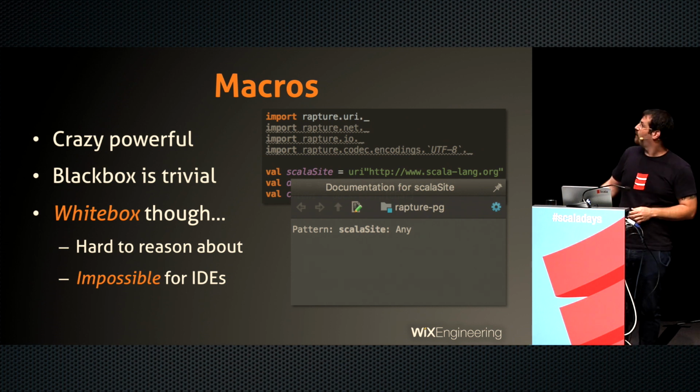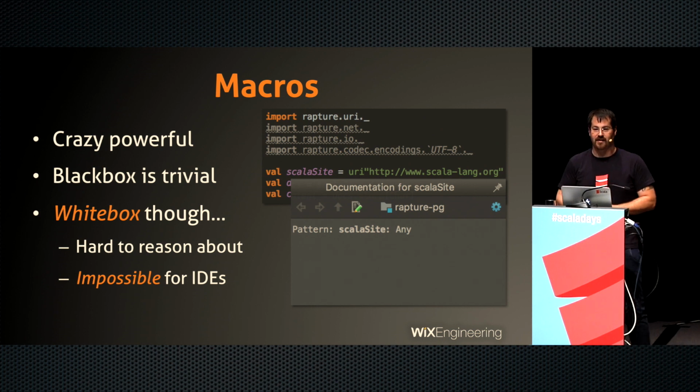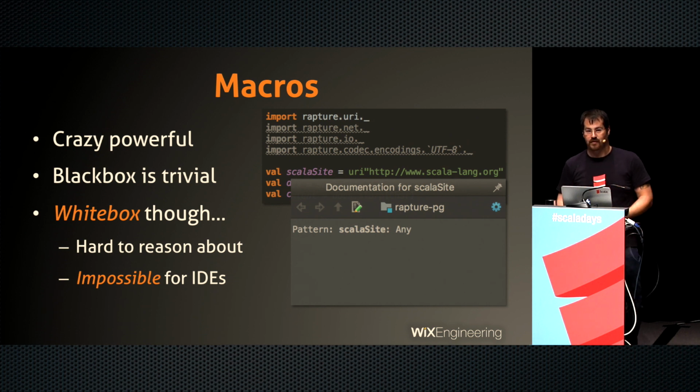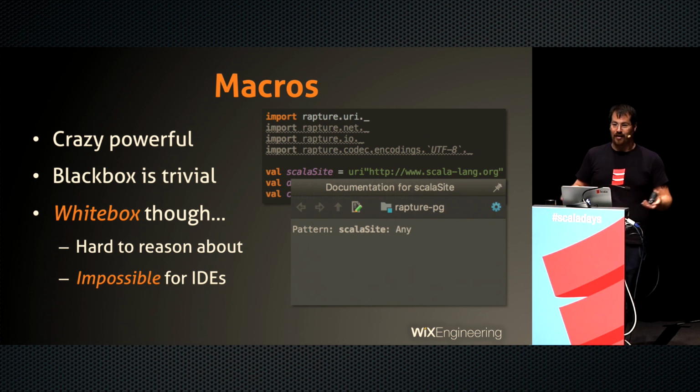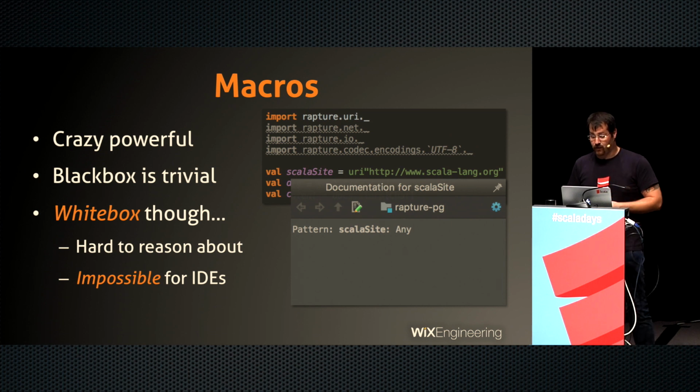But if you look at what the resulting type of Scala site is, as far as IntelliJ IDEA is concerned, it's Any, right? It doesn't actually know what the type is because it's the result of a white box macro invocation. And that actually happens in practice more often than not, until people actually learn to avoid libraries that make use of white box macros in their everyday job. That is still kind of a problem.